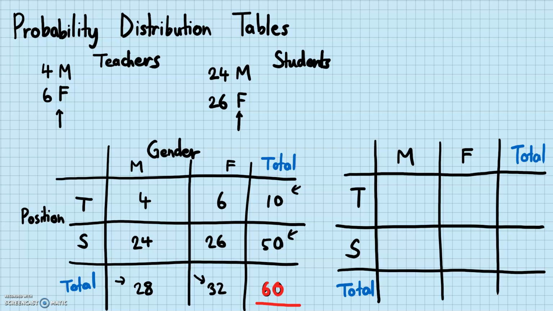Okay, so to get the probability of each of these, divide each of them by the grand total. So divide each of these by 60. So for this one, you're going to be doing 4 divided by 60, which is going to equal about 0.07. For the female, it's going to be 6 divided by 60, which is 0.1. Okay, and 24 divided by 60.